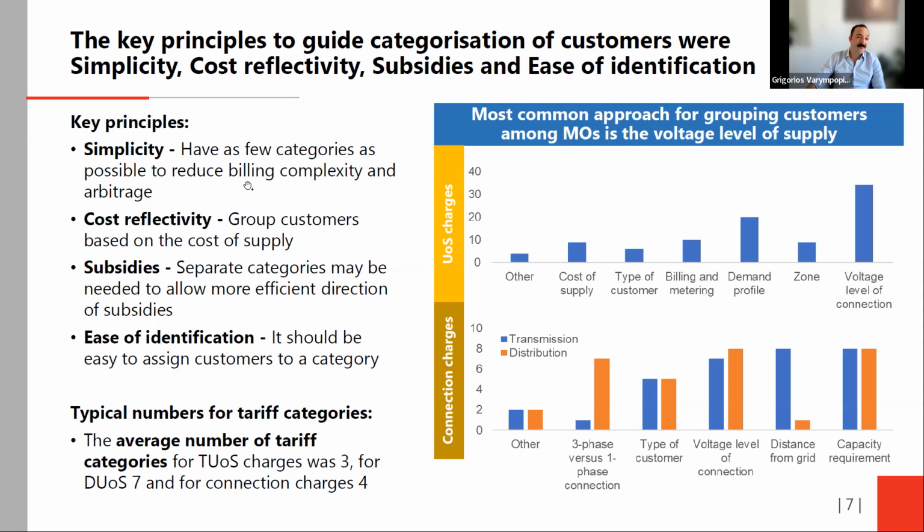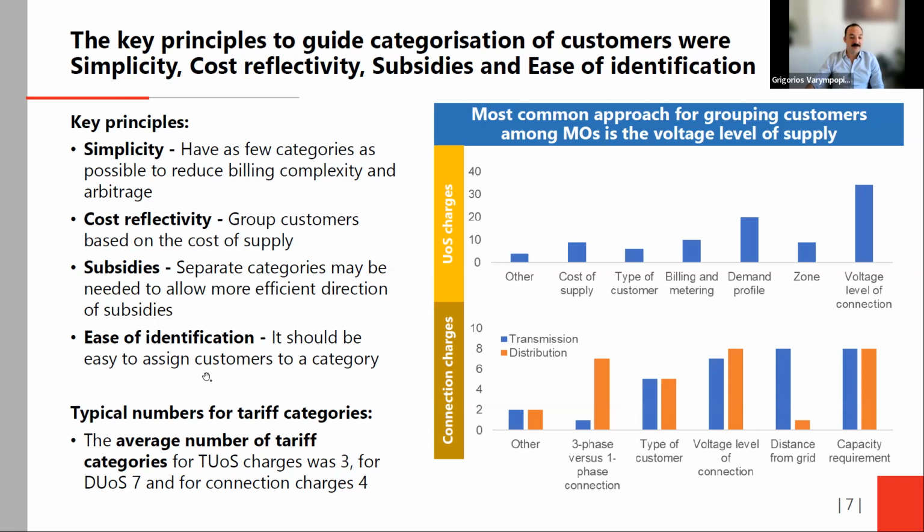But if we have very few tariff categories, then we are distorting cost reflectivity. The other key principle was cost reflectivity. So the grouping of customers should be based on the cost of supply. Then another principle is if we want to provide subsidies, so we need to separate these categories that we will provide subsidies. And also ease of identification. It should be easy to assign customers to a category.